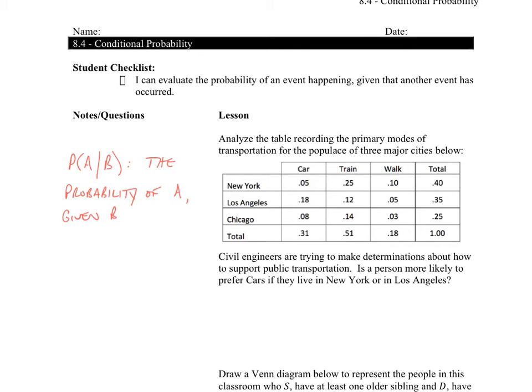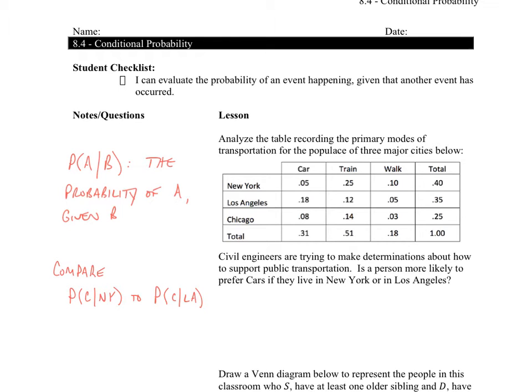Civil engineers are trying to make determinations about how to support public transportation. So what they want to know is a person more likely to prefer cars if they live in New York or if they live in Los Angeles? So what we want to know is the probability of preferring cars given that a person lives in New York the same as the probability of a person preferring cars given that they live in LA? So we want to find out which of these is greater, or maybe they're equal, but we'll make a determination about our results from these two probabilities.